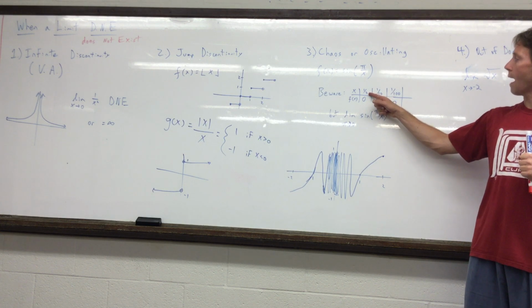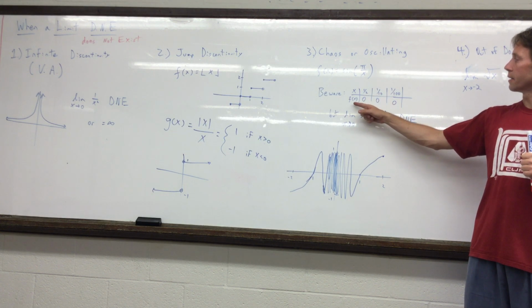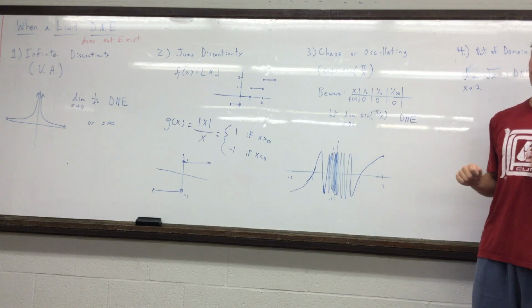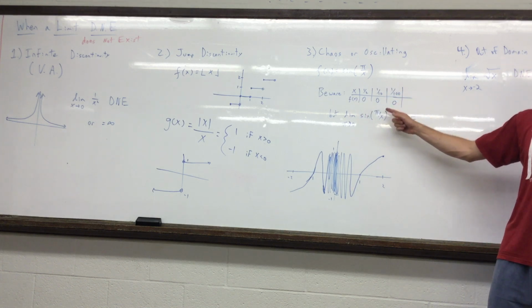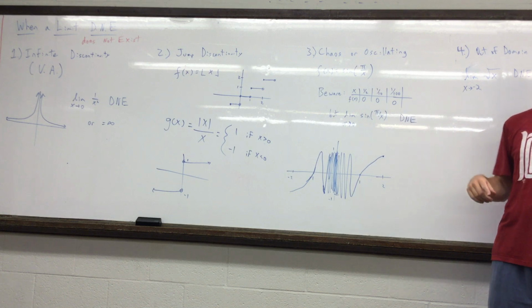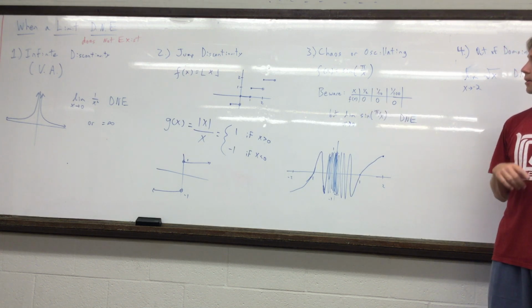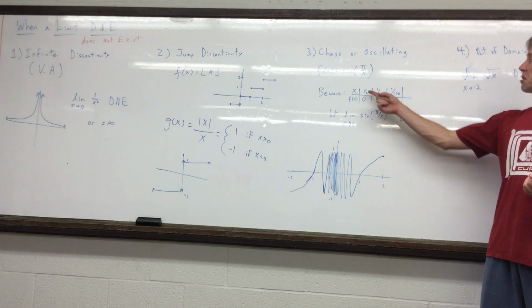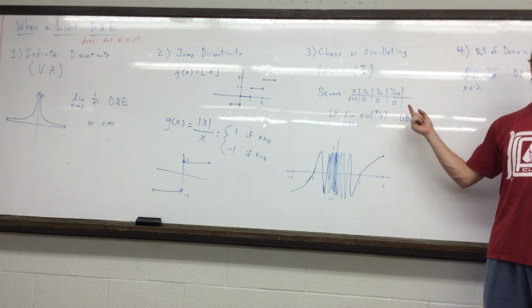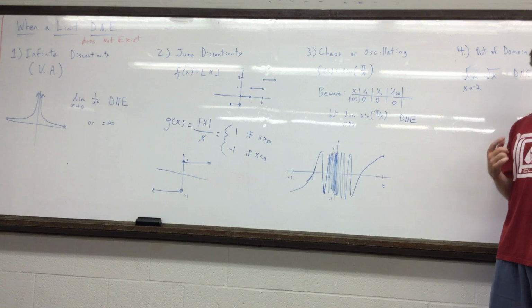If I plug in 1/2, that's going to give me f of x is 0. If I plug in 1/10, I'll also get 0. Plug in 1/100, I'll also get 0. Double check this on the calculator if you want. But you look at this and you might think the limit should be 0. Inputs getting closer to 0, outputs staying right at 0. But in fact, this limit does not exist.